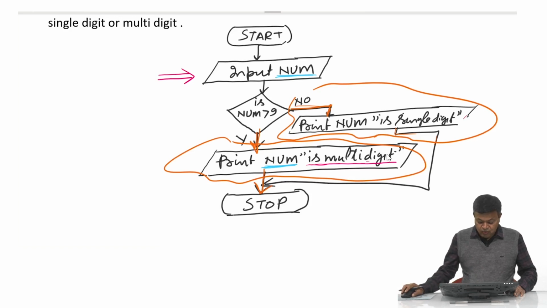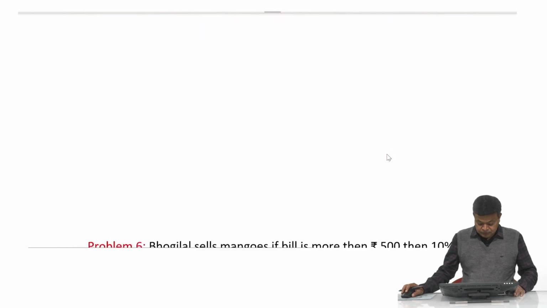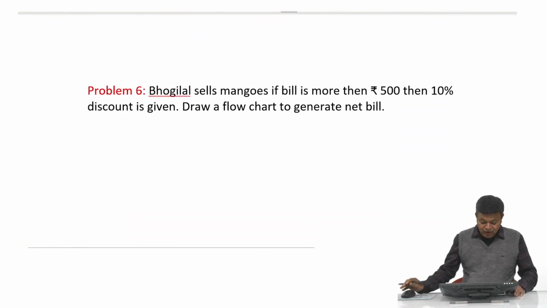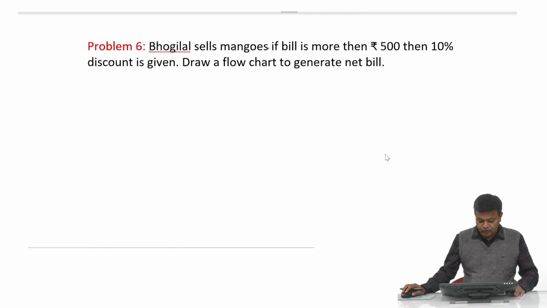Now, let us take one more example for it. Now, we have come back to Bogilal. Bogilal sells mangoes. If bill is more than rupees 500, then 10% discount is given. Okay. You know, nowadays discounts are everywhere. So, if bill is more than rupees 500, then 10% discount is given. Now, we want to draw a flow chart for this process.